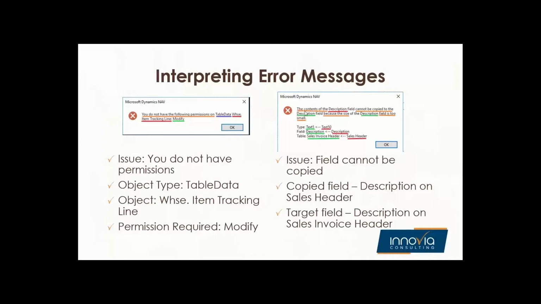So breaking this one apart, the contents cannot be copied because the size is too small. That's all one thought. The description here and the description here is description copied to the description. So that's two different fields. And then it'll tell you, again, which one of these is too small, which one it's trying to take from and place into. So you can kind of see some of the issues there.